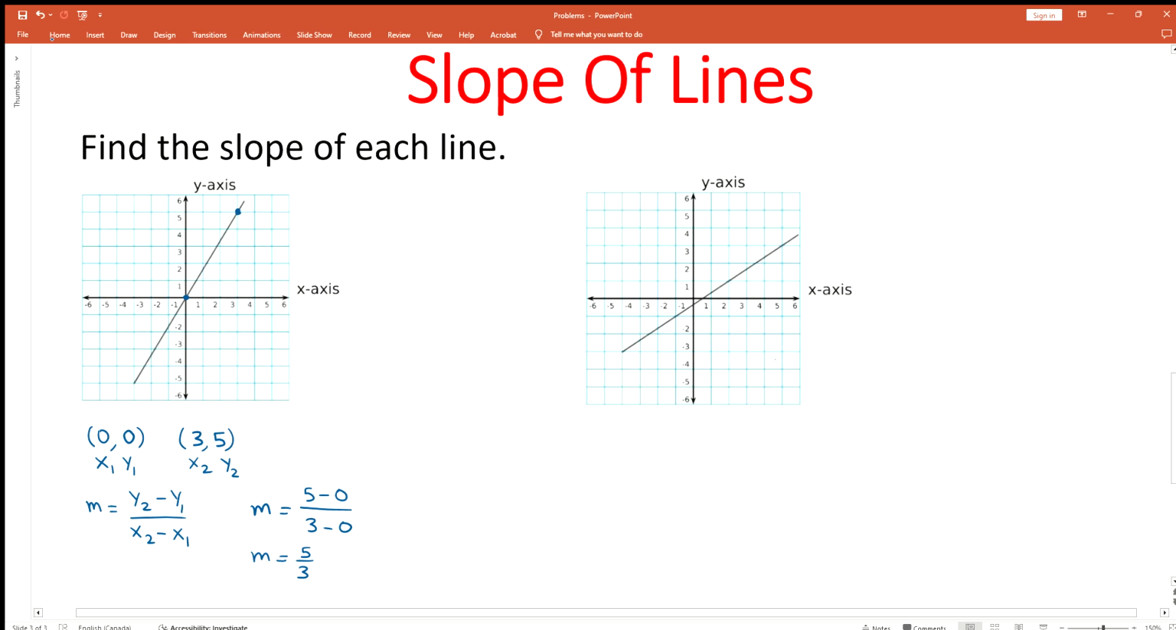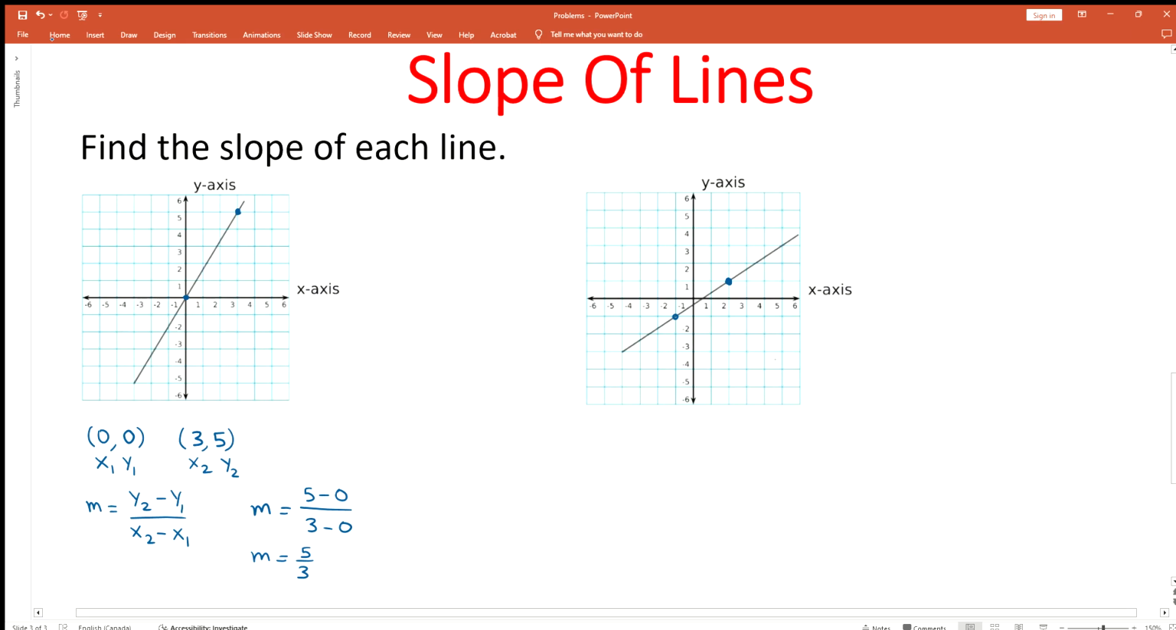Now we can analyze the second line. The first step is to identify two exact points that lie on the line. One exact point on this line is this point. The coordinates are (-1, -1). Another exact point on this line is this one. The coordinates of this point are (2, 1).